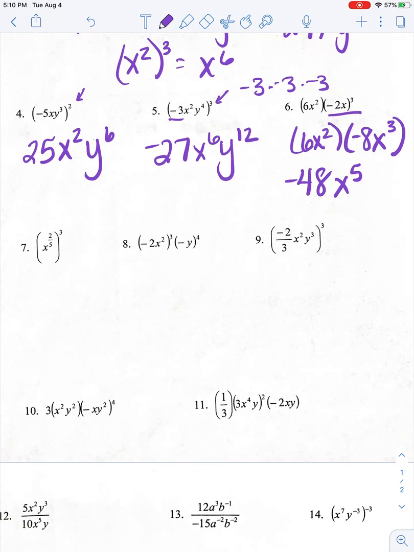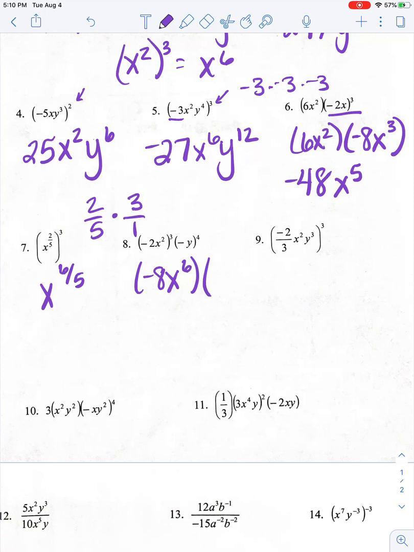Okay, number 7. So again, a power to a power, I multiply. So to multiply 2/5 times 3, I'm just going to put the 3 over 1 and multiply straight across. So that gives me 6/5. This one, I need to do -2 cubed, so that's -8. X to the 6, because it's a power to a power. -1 to the 4th is a positive 1. Y to the 4th. So -8, x to the 6, y to the 4th.